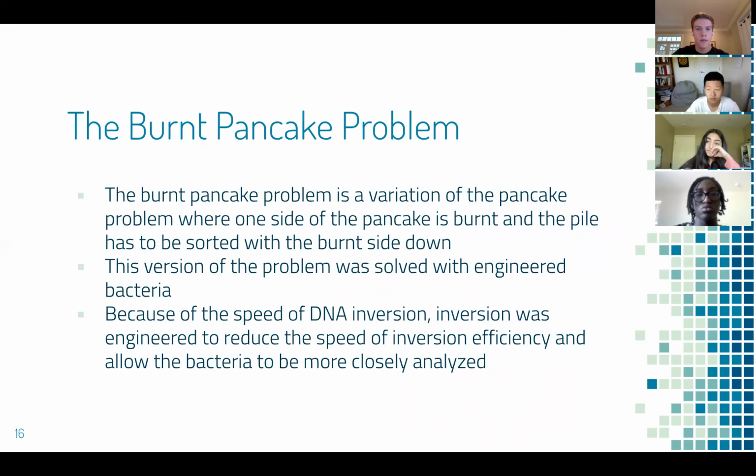The burnt pancake problem is a variation of the pancake problem, where one side of the pancakes is burnt and the pile has to end up sorted with all the burnt sides facing down, unlike the regular version where the direction didn't matter. Researchers replicated the burnt pancake problem in bacteria by sorting DNA fragments using DNA inversion, and when the strand of DNA was sorted, it would result in the bacteria becoming antibiotic resistant.